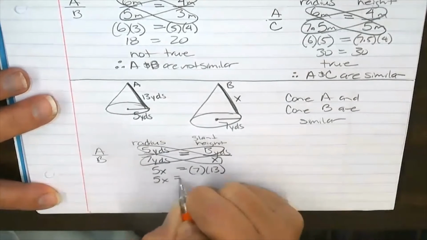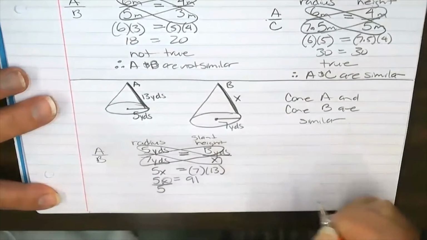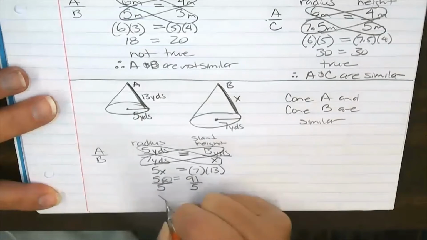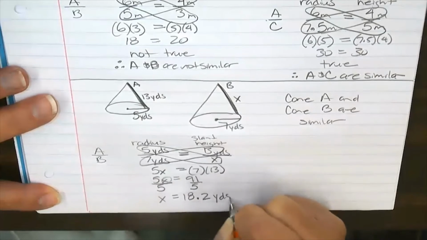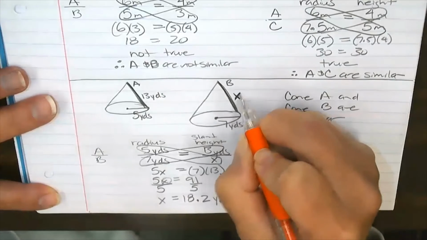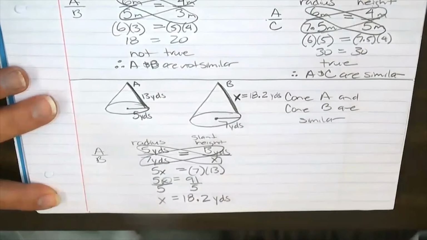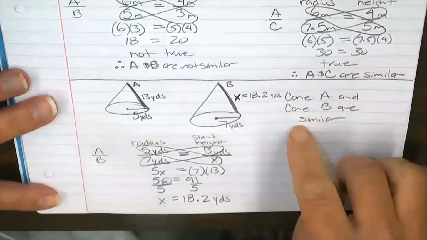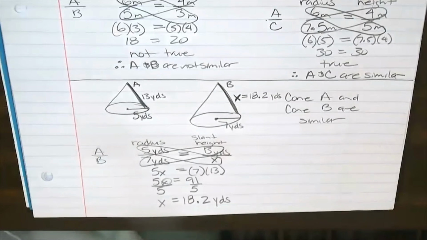So 5x is equal to 91. I need to isolate my variable, so I'm going to divide by 5. What I do to one side, I must do to the other. X is equal to 18.2 yards. So my slant height is equal to 18.2 yards. So we can use the idea of similarity, creating equivalent fractions to find a missing measurement.